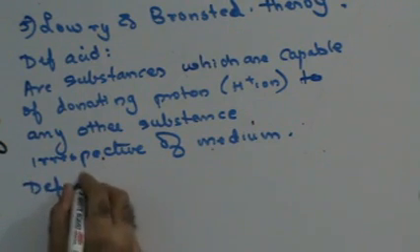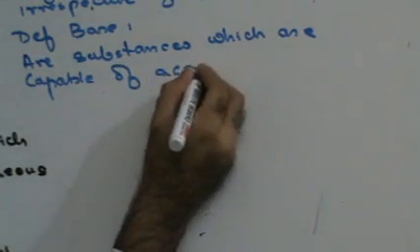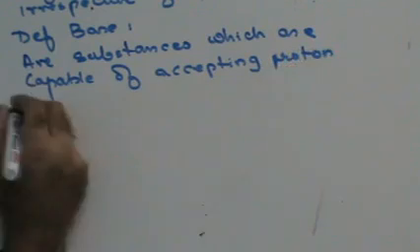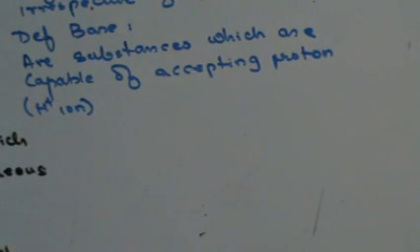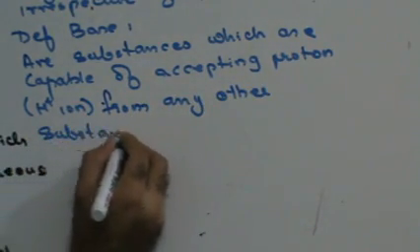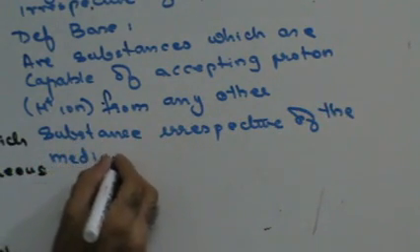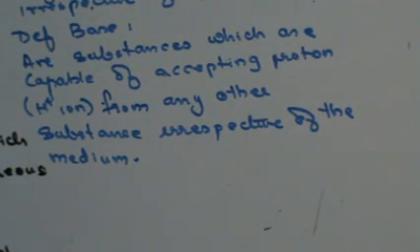How does he define base? Exactly the reverse. Substances which are capable of accepting a proton from any other substance, irrespective of the medium, are called a base. Right? Now, let us try to understand this theory of giving proton and accepting proton.